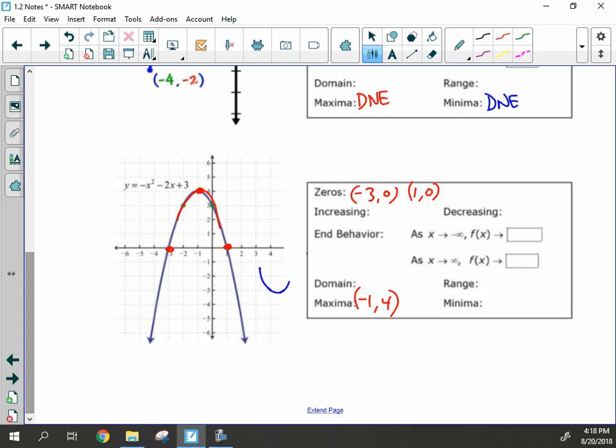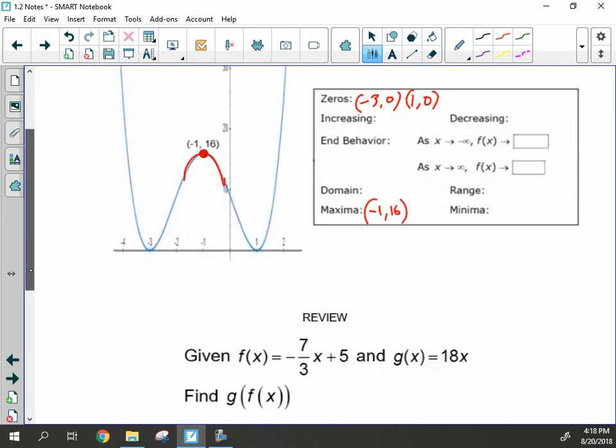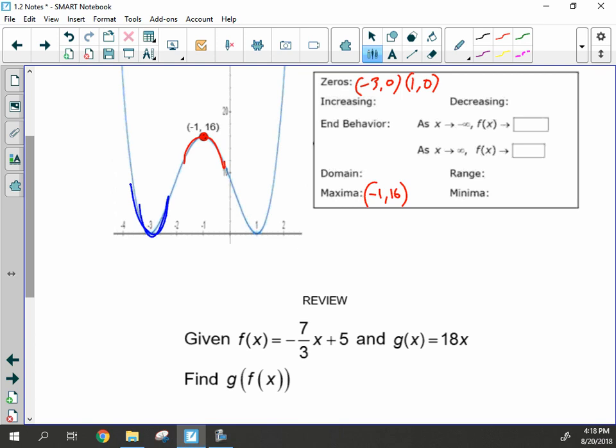And then this one actually has two minimums. So you have one here and one here. Both those spots can hold water. So we have a minimum at -3, 0, and also one at 1, 0. So that's it for minimum.